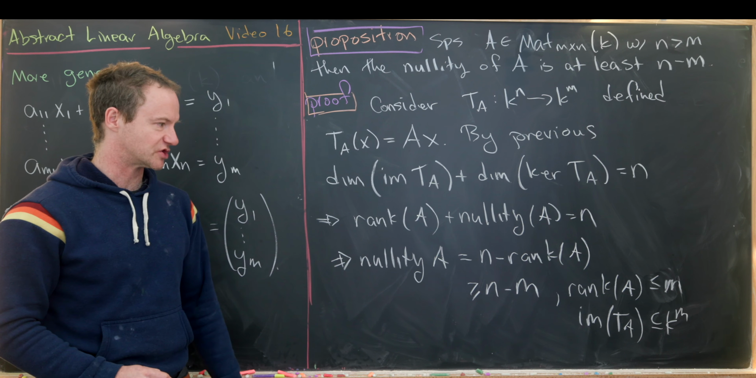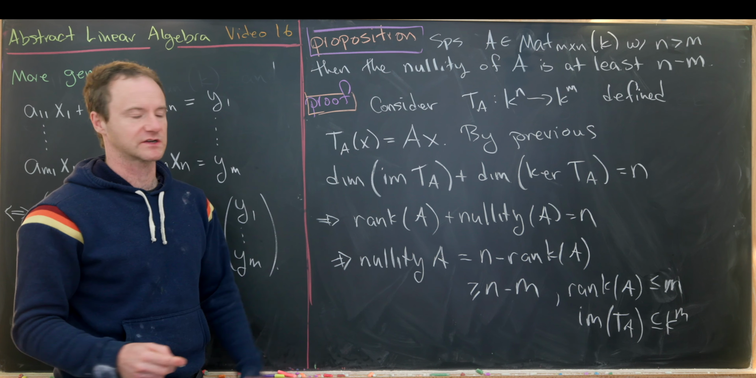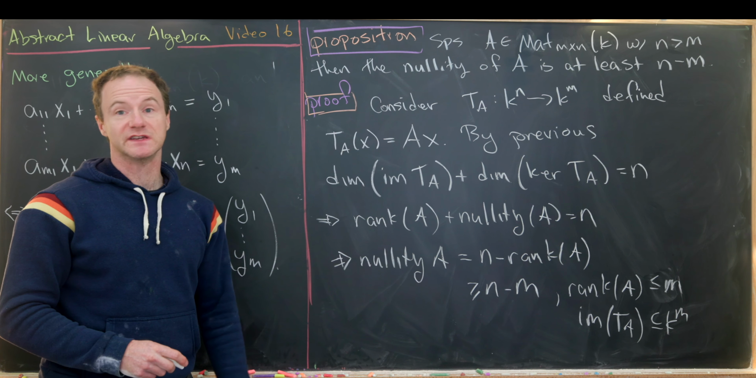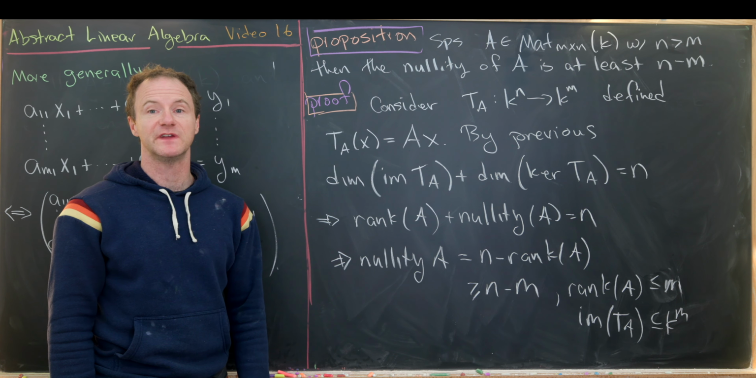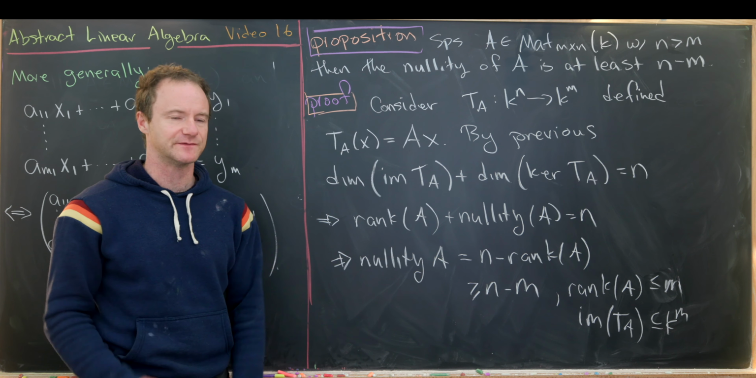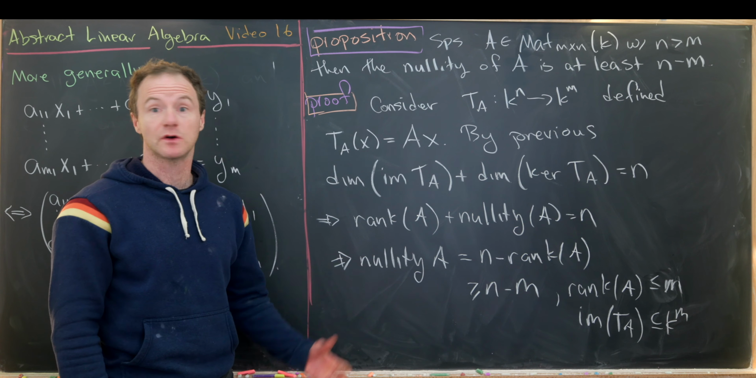So that means its largest possible dimension would be the whole vector space, which would be m. Okay, so that proves this proposition. And we'll finish this video off by starting to prove a really important theorem that ties lots of different ideas together. So let's get to that.